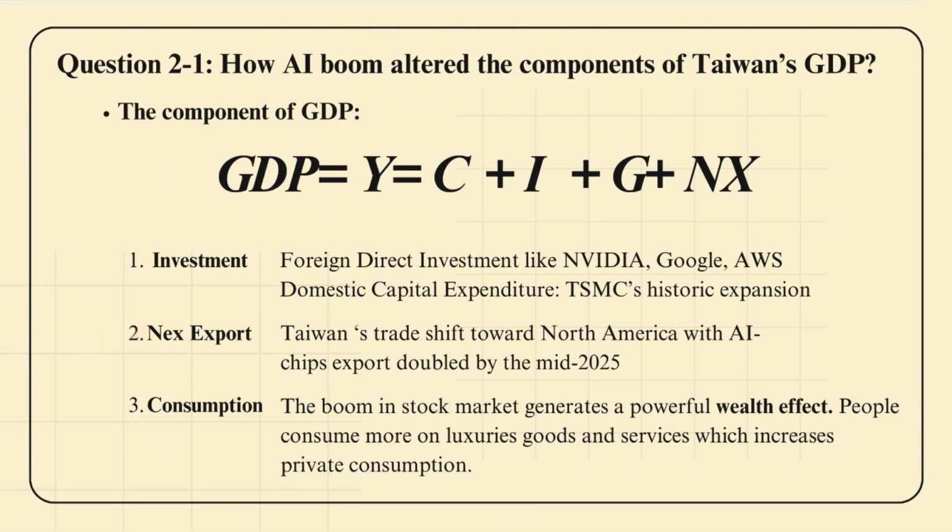The second one is net export. Taiwan's trade shifted heavily towards North America. In fact, the monthly export of high-end AI servers and advanced chips has doubled by mid-2025.